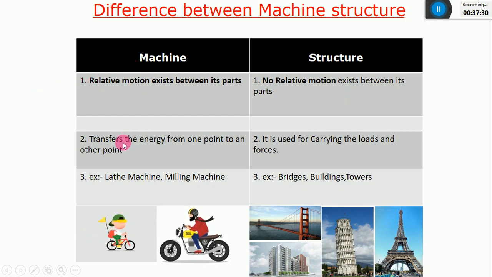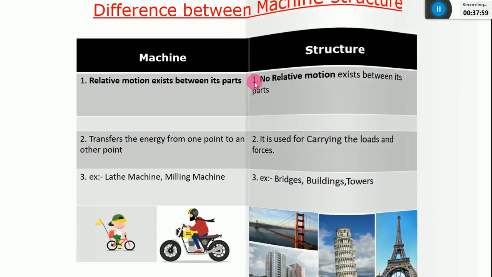And why is the machine used? It is used to transfer the energy from one point to another point. Examples are these: bicycles, bikes. You can take any vehicles, lathe machines, milling machines, all come under machine. They are doing some useful work. And why are structures used? They're used to carry the loads and the forces. Examples: bridges, buildings, towers, all these examples. So these are the differences.